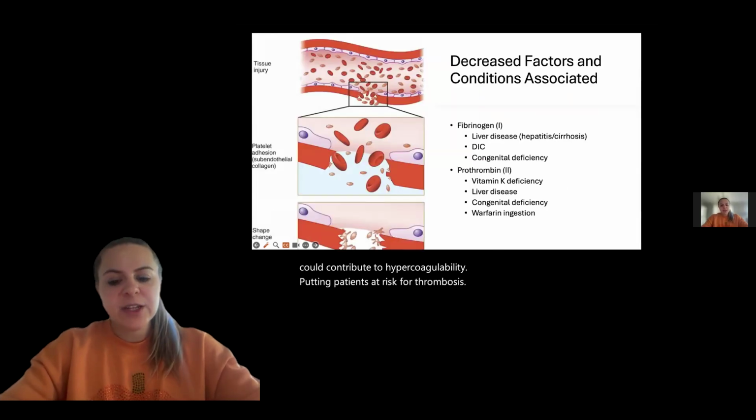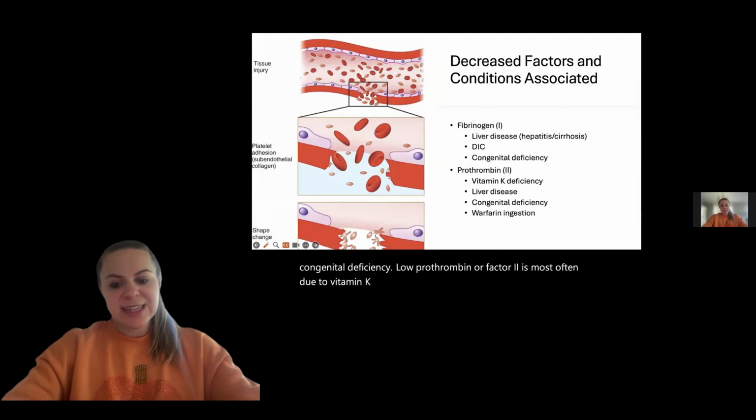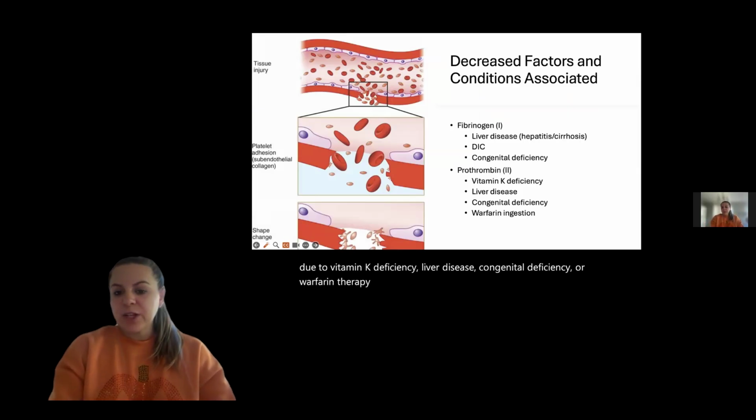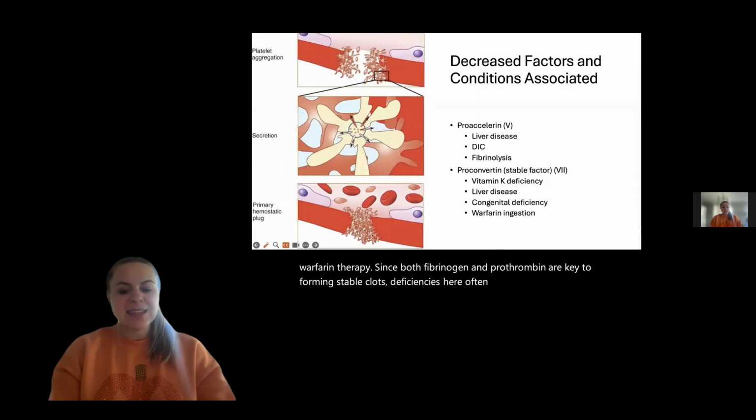A decreased fibrinogen level can result from liver disease, DIC, or congenital deficiency. Low prothrombin or factor 2 is most often due to vitamin K deficiency, liver disease, congenital deficiency, or warfarin therapy. Since both fibrinogen and prothrombin are key to forming stable clots, deficiencies here often present as significant bleeding tendencies.